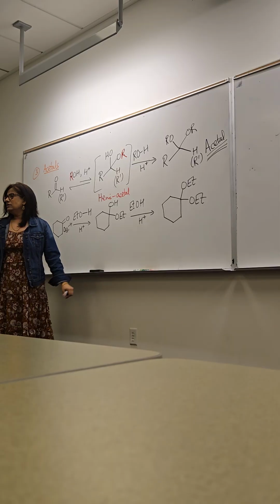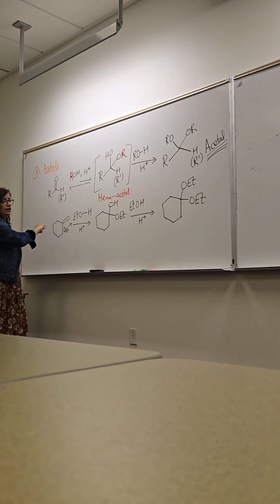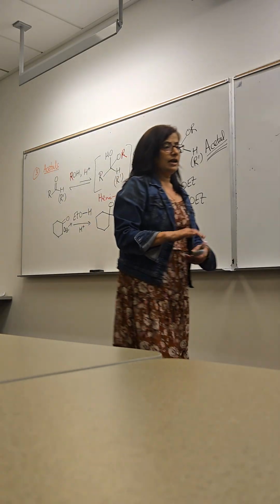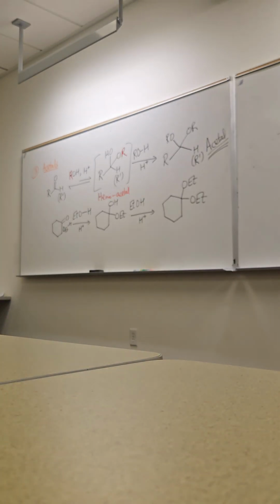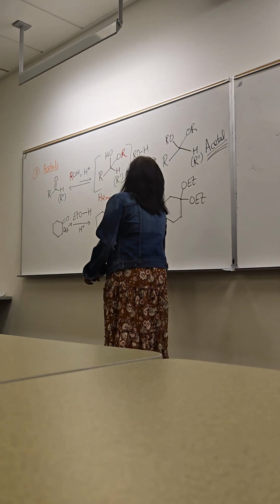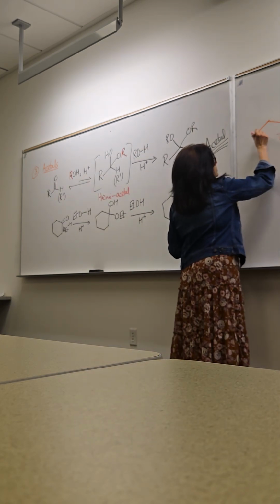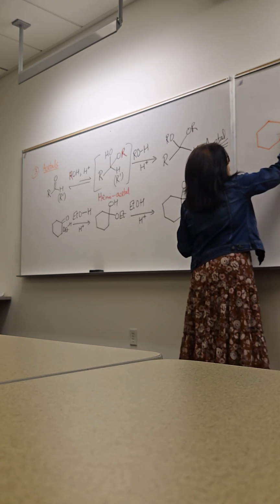Make sense so far? Let's write a mechanism for this entire process, starting from cyclohexanone all the way to the acetal. Again, please focus on the patterns. Can someone tell me what's going to be the first step? So we're starting with cyclohexanone. What's going to be the first step?